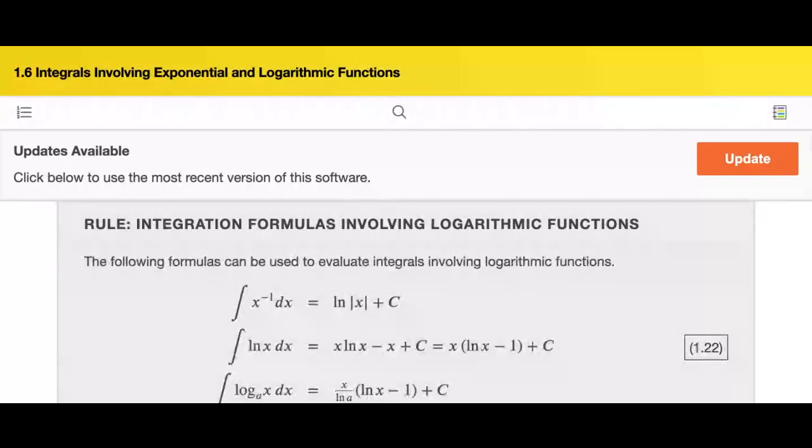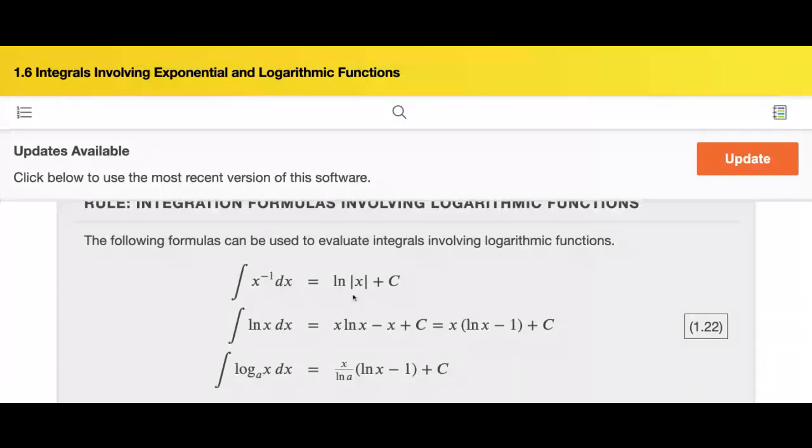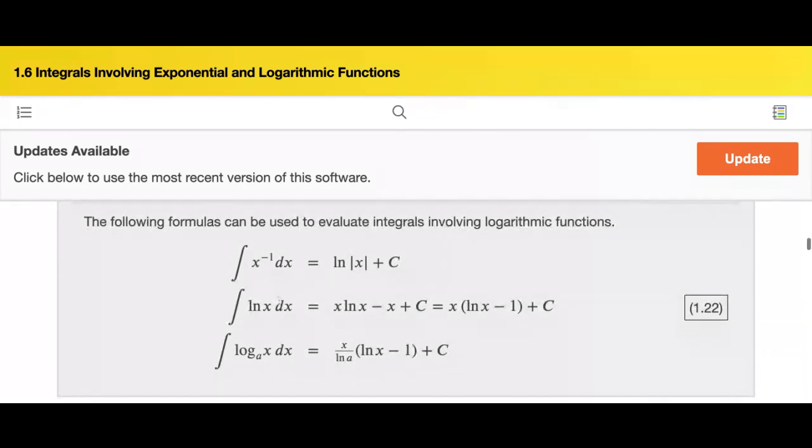Okay, let's see this one quickly. Integration formulas involving logarithmic functions. So anti-differentiate x raised to -1, that's ln absolute value of x, right? Because of the domain of x. So that's why we have to put the absolute value of x.